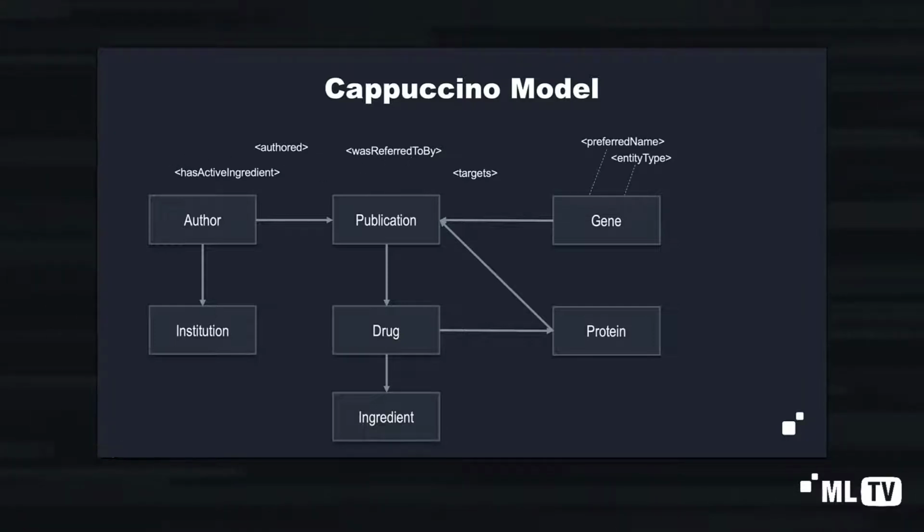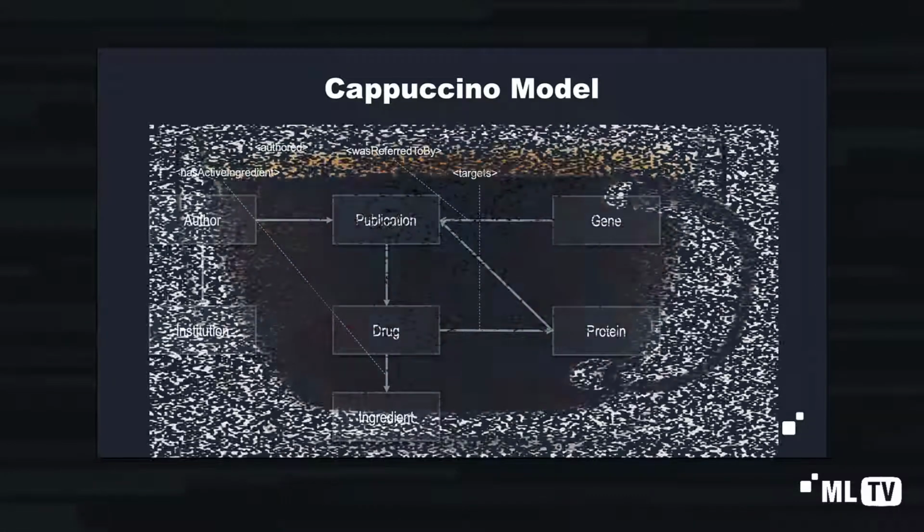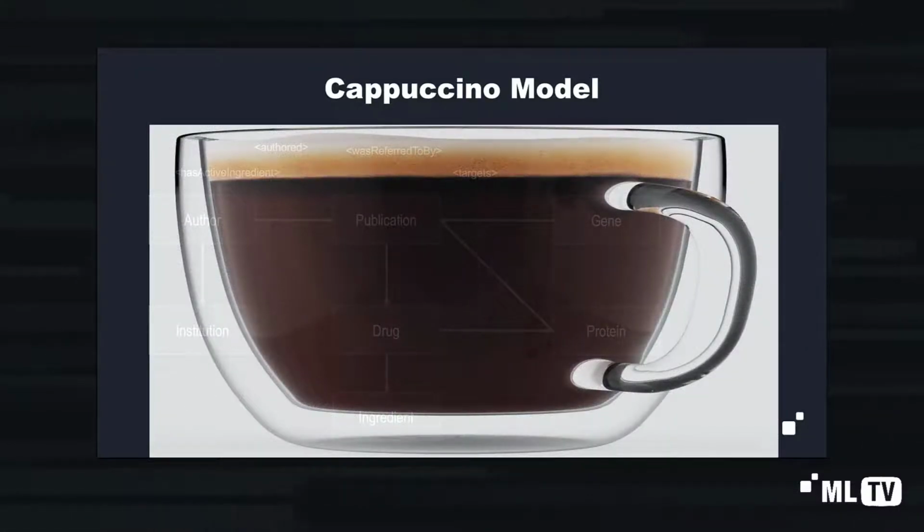Now, in the example app, we also added two other triples called preferred name and entity type. Those are very useful in order to drive the graph functionality, and I'll talk about that in the cappuccino model. This is not in our documentation. This is just how I'm describing it.